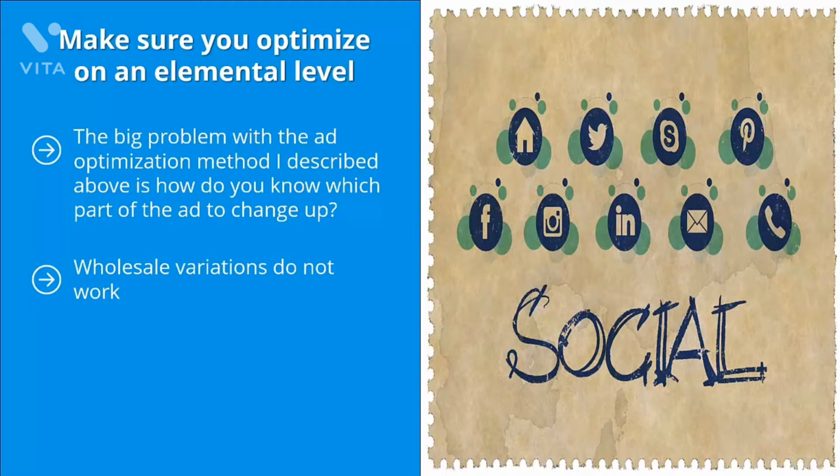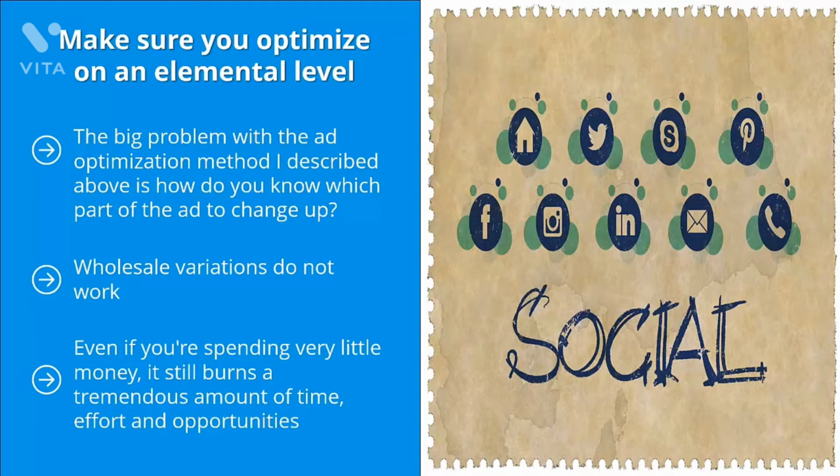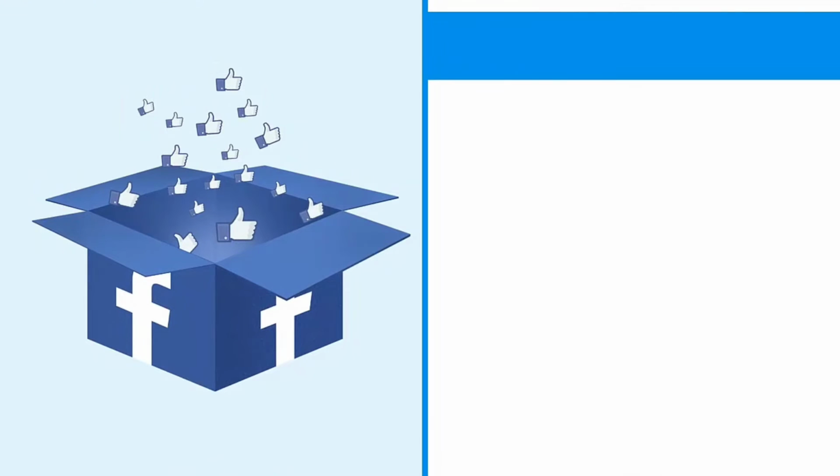Wholesale variations do not work. You can't just take an ad, see that it doesn't work, replace it with a completely different ad, see that it doesn't work, and then repeat that process. Even if you're spending very little money, it still burns a tremendous amount of time, effort, and opportunities. You need to have a better way to turbocharge your results.